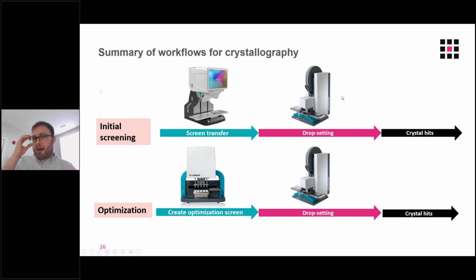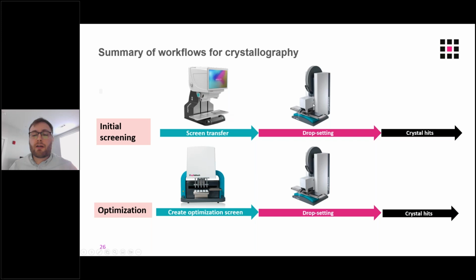Mosquito's drop setting, as I mentioned earlier, it can do all sorts of different drop setting scenarios, such as sitting drop, hanging drop. It can also do microbatch under oil. It can work in 96, 384, and 1536 formats. And essentially, the only drawback to the Mosquito in this respect is it cannot really work with deep well blocks.